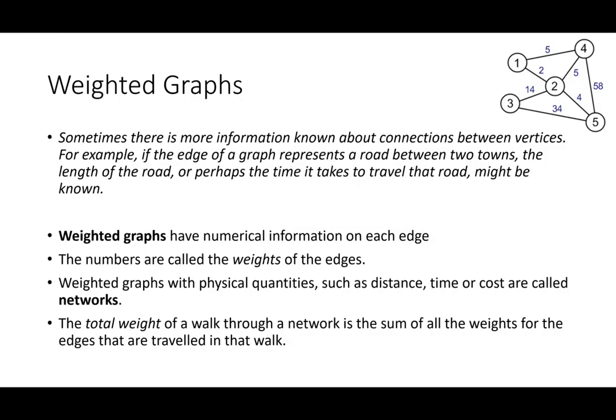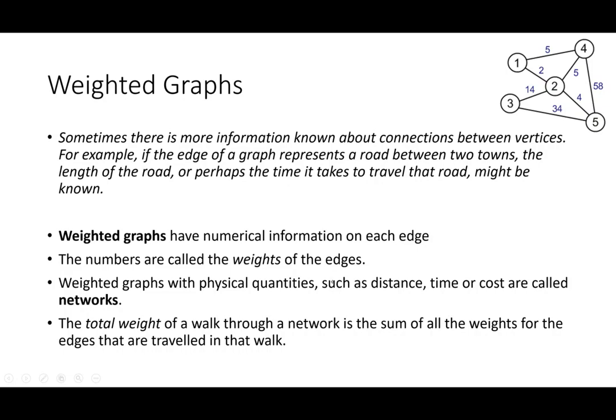There we go. Okay, so a weighted graph, once again, is just a network where the edges have weights, or they have a number on it. We call that the weight of the edge. Generally, this is where networks are used in real life, planning, etc. So they have numerical information on each edge.